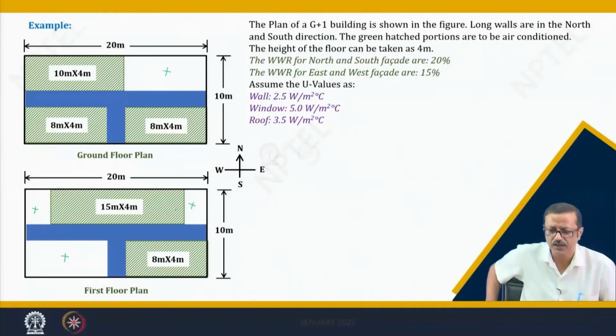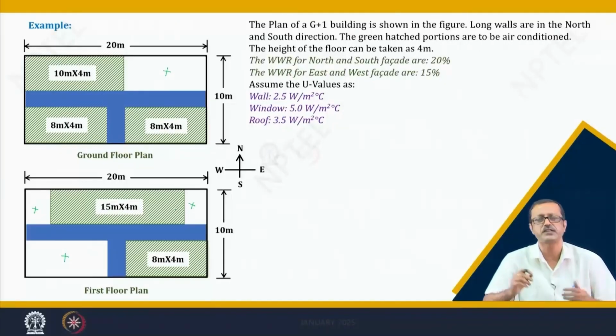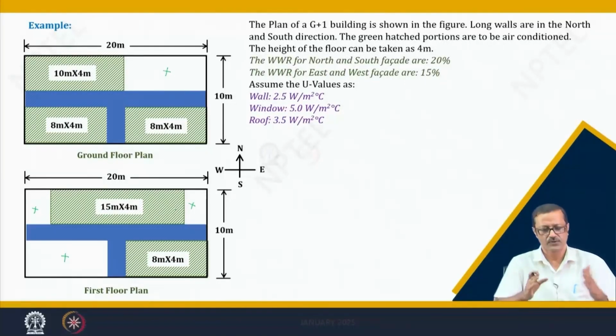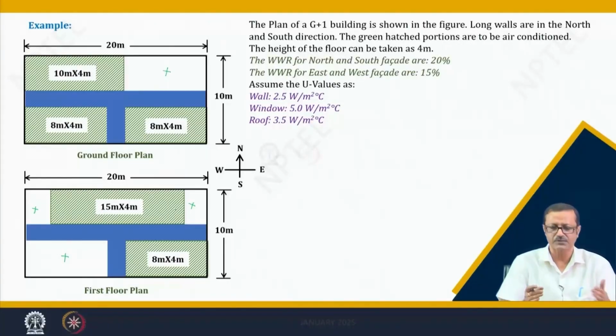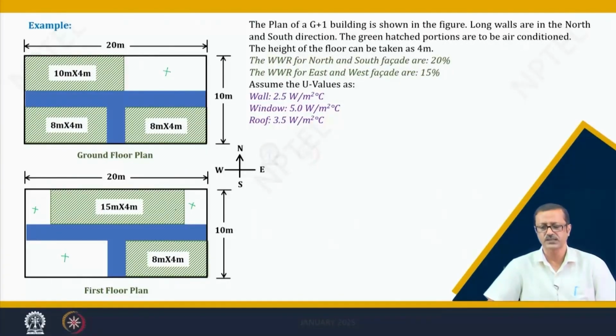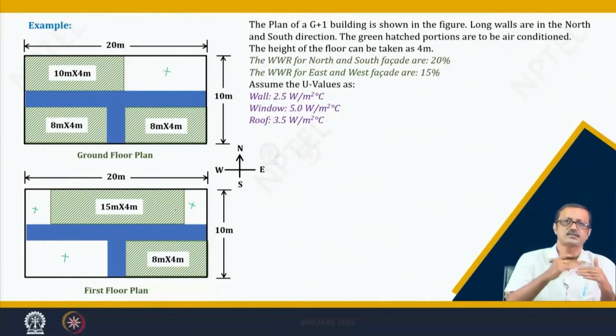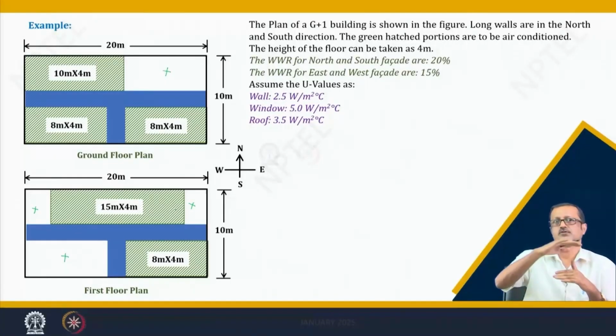So, WWR for the north and south facade is 20%, and the WWR for the east and west facade is 15%. So, there is a little less amount of windows in the west and the east, and the U values are given to you. So, first of all what we have to do is first find out each facade area and also the roof area.